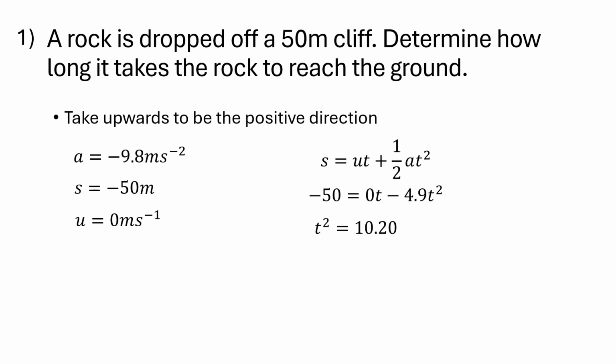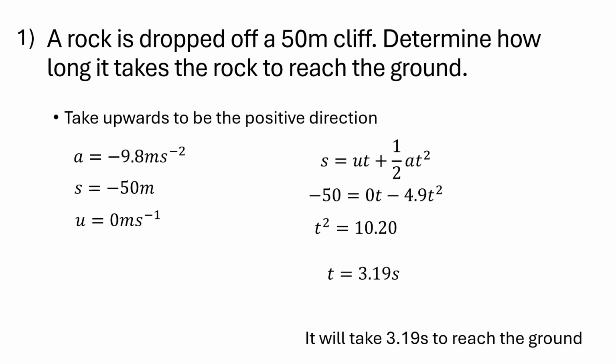And then we get t squared equals 10.2. T is going to be the root of that, which is 3.19 seconds. Given that we have been given a worded question, we should supply a worded answer. So in response to this question, I am going to say it will take 3.19 seconds to reach the ground.